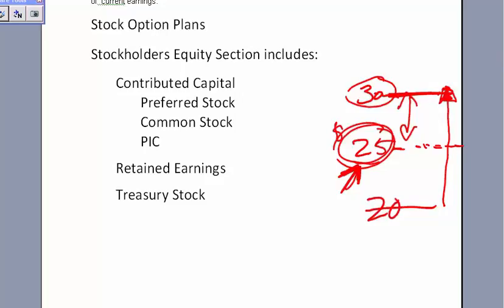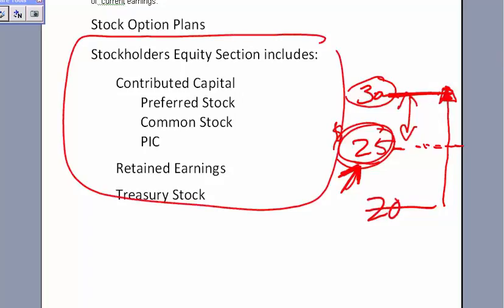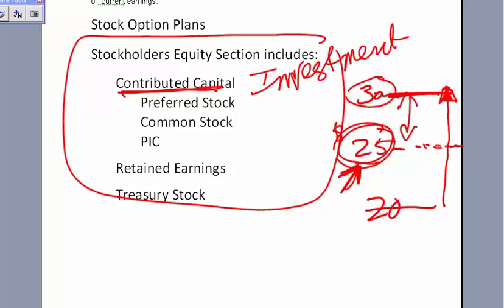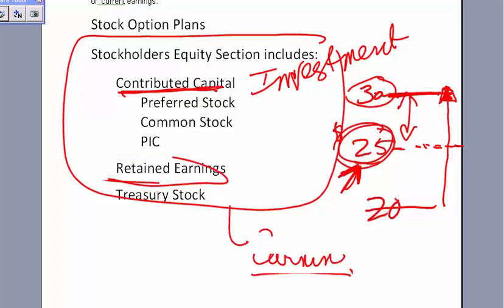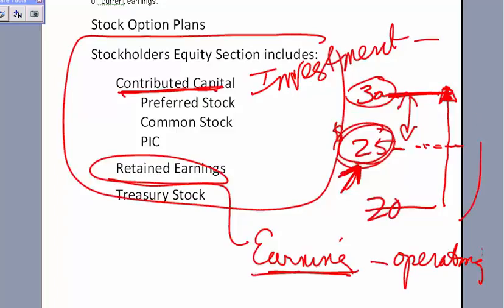All right. The next part is the owner's equity section, and what we want to look at is that contributed capital represents the original investment in the company. So this whole section is all about the investment in the company. Retained earnings then is exactly what the title says. It's the earnings that were retained in the business, and obviously that's from an operating standpoint, not an investing standpoint. So we're going to talk about these and treasury stock here in just a second.